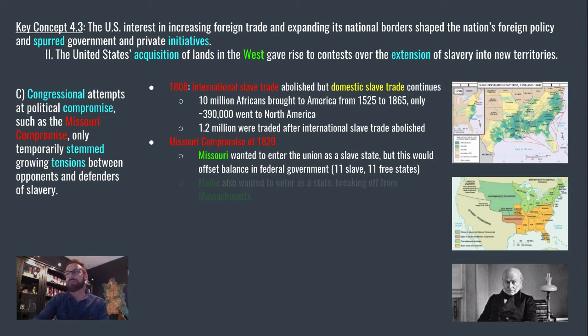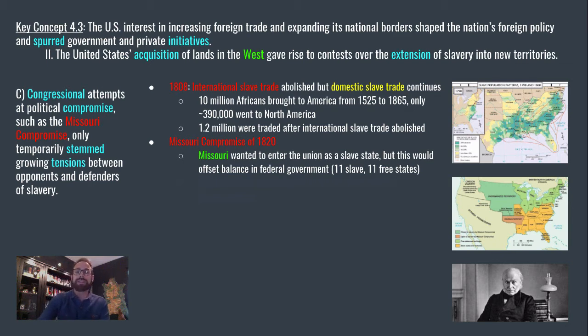Problem came along. Missouri wanted to enter as a slave state, and that would offset the balance. So they had to find a way to allow Missouri to join. It was sort of the constitutional right that it could do so once it had enough people, but they needed to appease the North that was turning anti-slavery.